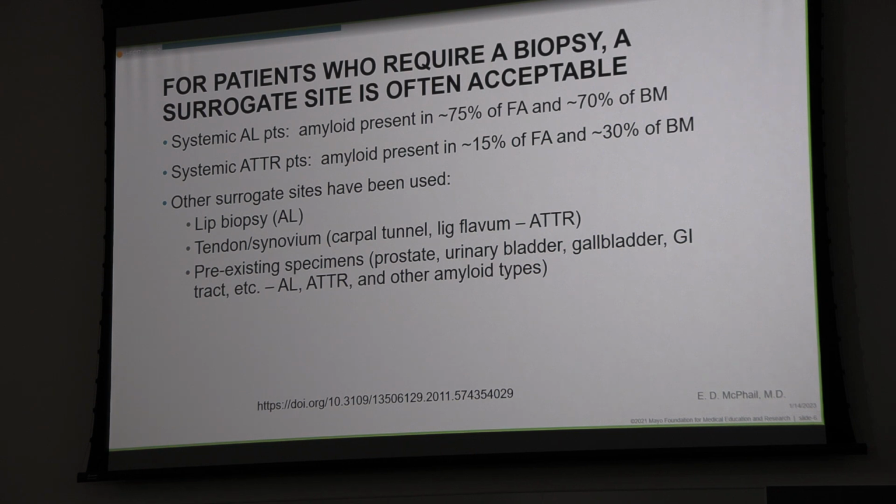And then people do use all sorts of other pre-existing sites, such as prostate, bladder, gallbladder, and GI tract. Whether we should use that or we shouldn't, it's hard to say, but people often will go back to pre-existing specimens and see if they can make the diagnosis without having to subject the patient to a heart biopsy.